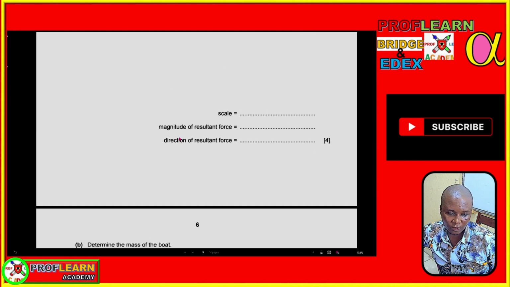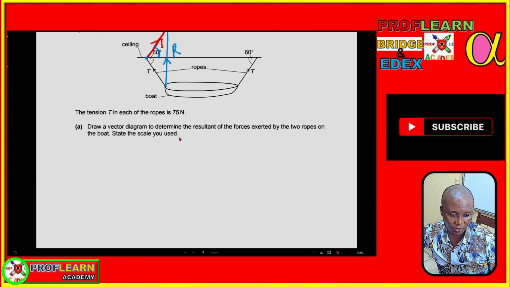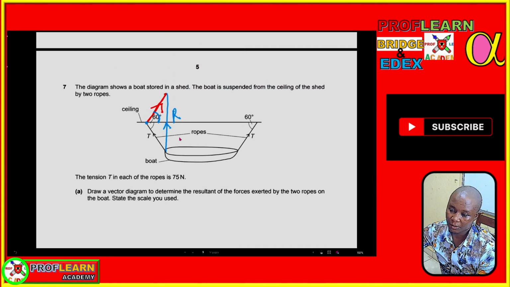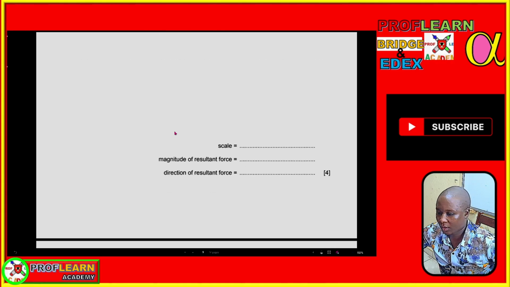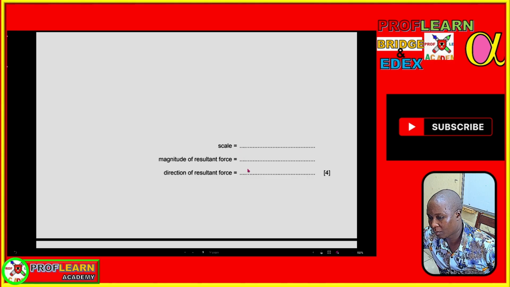For the direction of the resultant force, you can see that it is acting vertically upwards, and the value of the resultant you can measure. So you can say this is upwards.